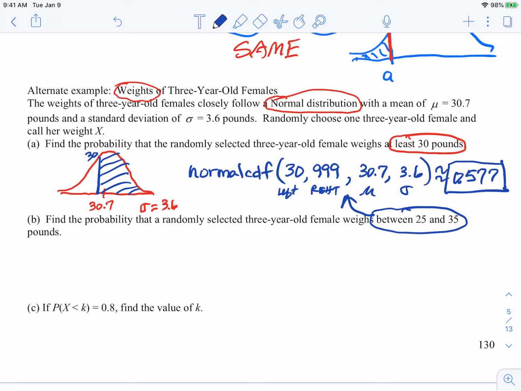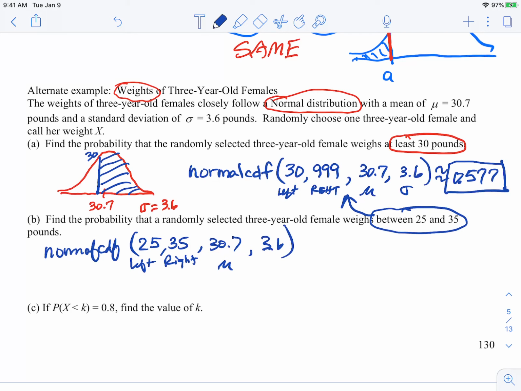All right, if you push pause and did it yourself, of course, you're going to show the work, normal CDF. Left boundary now is 25. Right boundary is now 35. With a mean of 30.7 again, standard deviation of 3.6 again. And that's the one that I said earlier, 82.7%. So that's going to be a little bigger area there.